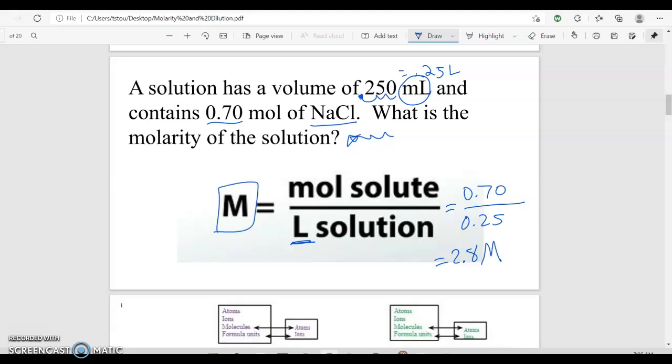That's what molarity is for units. Like grams is a little g, molarity is a big M. And if you were reading this, you would say it's a 2.8 molar solution of NaCl.